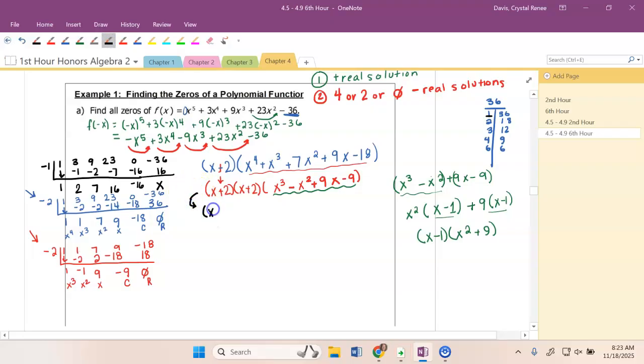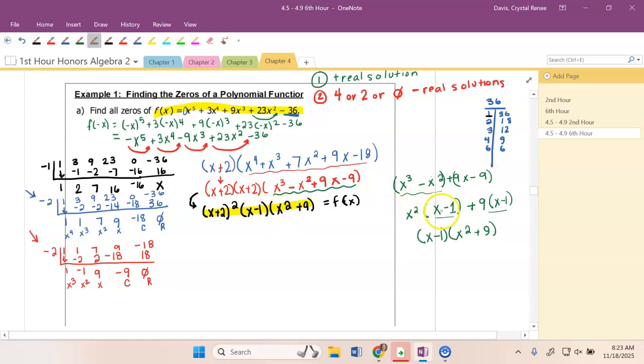So this in fully factored form is an x plus 2 times x plus 2, I'm just going to put an x plus 2 squared. And then I have an x minus 1 and an x squared plus 9. This is f of x. Now I want you guys to remember that if we were to multiply all this out and put it in standard form, we would get this. Anytime we factor, we get back to where we started. We're not changing the equation, we're just changing the way it looks.